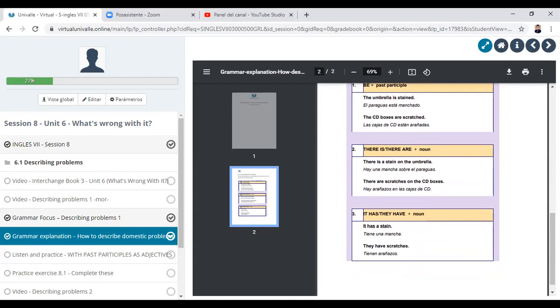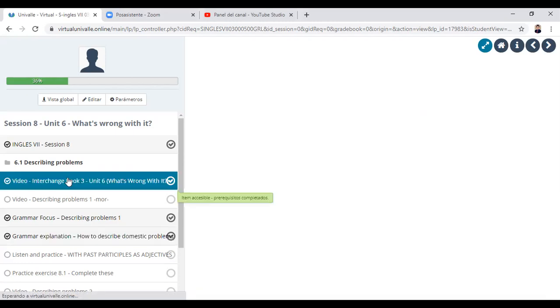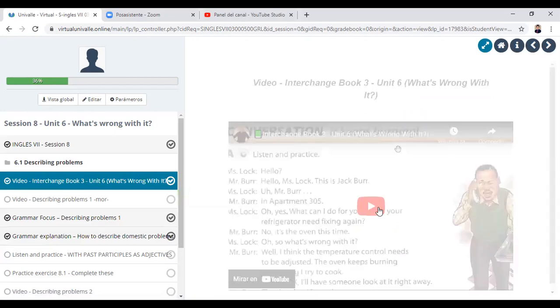Using it has, they have. It has a stain. Tiene una mancha. For singular. For plural, we use they have scratches. Tienen arañazos. Okay? And here we have a video tutorial that describes Unit 6, what's wrong with it. Let's take a quick look at it.